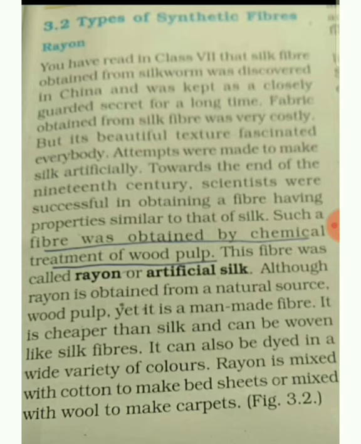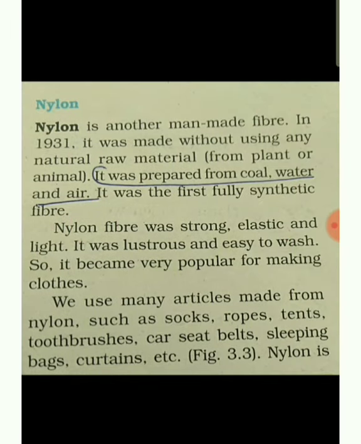This fiber was called rayon. Although rayon is obtained from a natural source, wood pulp, yet it is a man-made fiber. It is cheaper than silk and can be woven like silk fibers. It can also be dyed in a wide variety of colors. So rayon is mixed with cotton to make bed sheets and mixed with wool to make carpets.